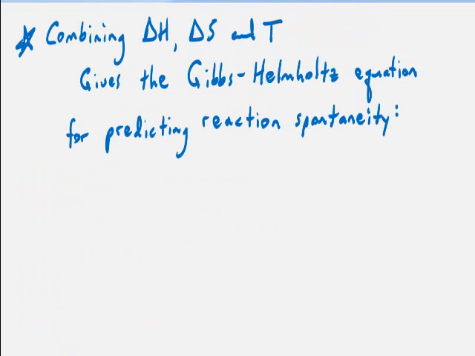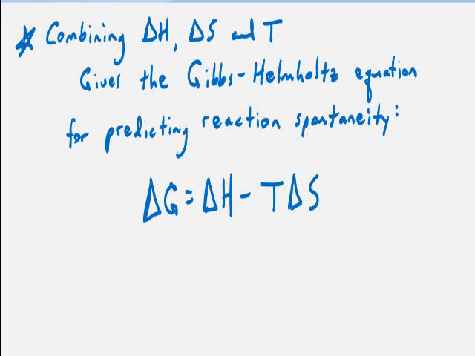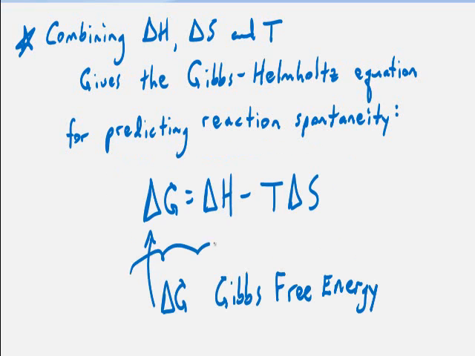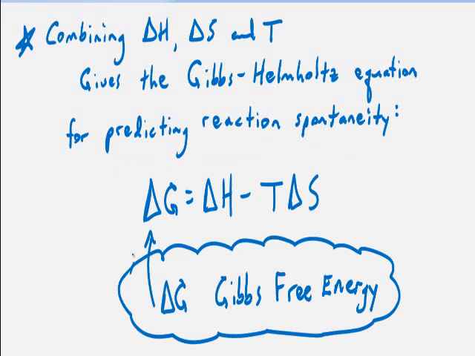If we combine delta H, delta S, and temperature, that gives us the Gibbs-Helmholtz equation, which is used for predicting reaction spontaneity. The Gibbs-Helmholtz equation is delta G, or Gibbs free energy, is equal to delta H minus T delta S. Delta G, or Gibbs free energy, is essentially a measure of the amount of energy available to do work, or to make a reaction happen, or in some cases to not occur.